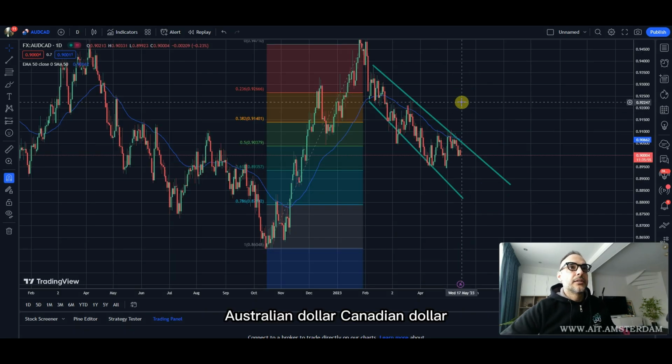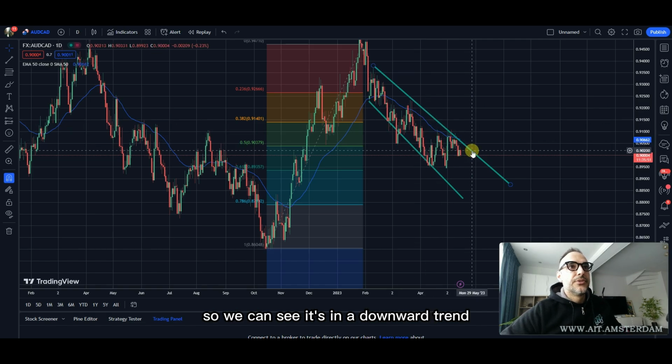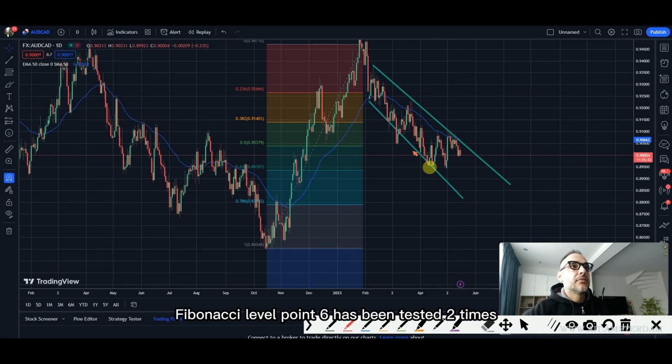Australian dollar, Canadian dollar, it's in the other direction, so we can see it's in a downwards trend. Fibonacci level 0.6 has been tested 2 times. It might see the 3rd test very soon.